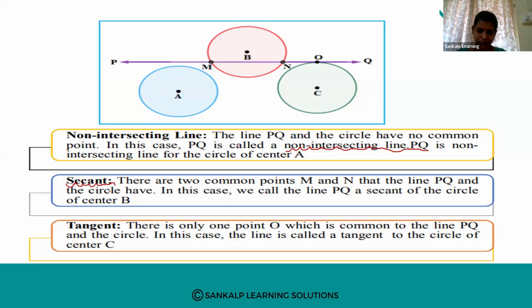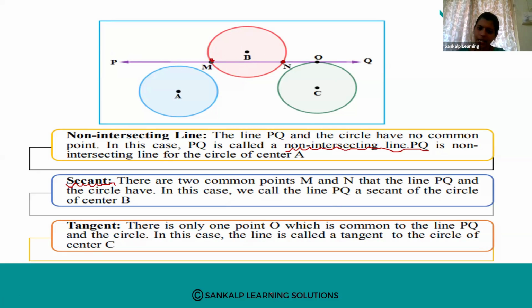Secant and tangent. There are two common points M and N that the line PQ and the circle have. In this case, we call the line PQ a secant of the circle of center B. See here, a line which is passing through the circle having center B, and this line is intersecting at points M and N. Yes or no? It is intersecting at points M and N. So this line we call a secant of the circle. So PQ is a secant of the circle of center B.